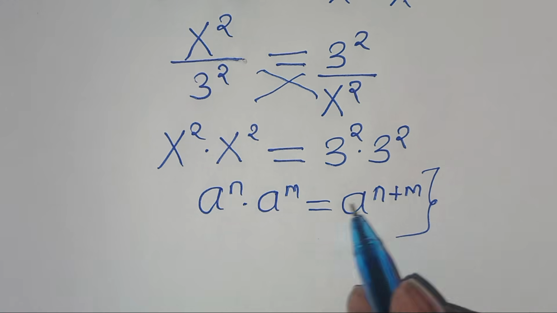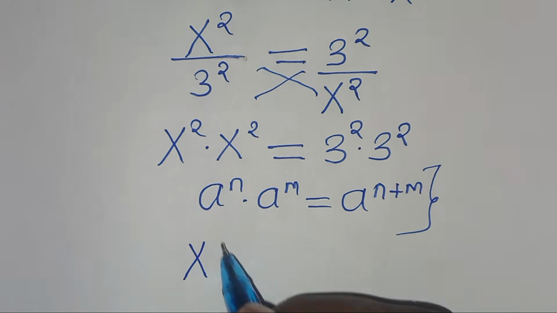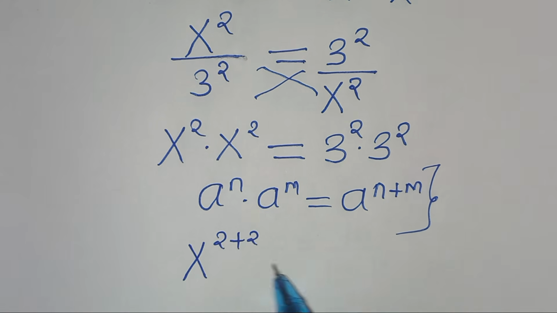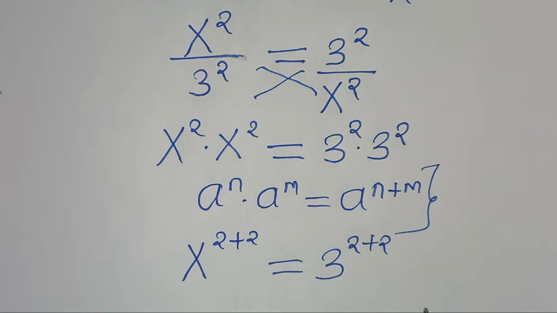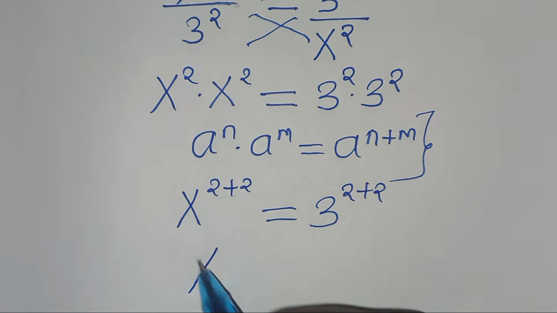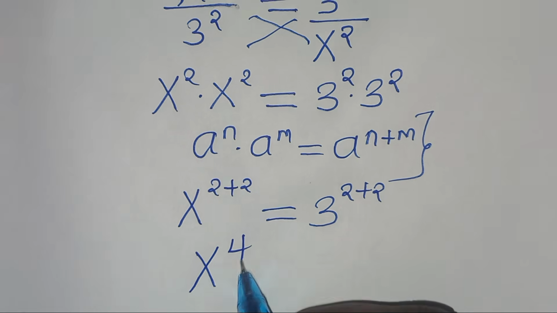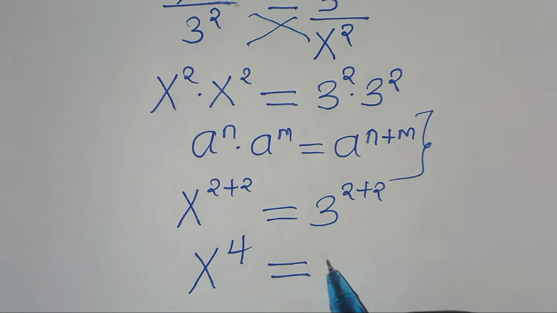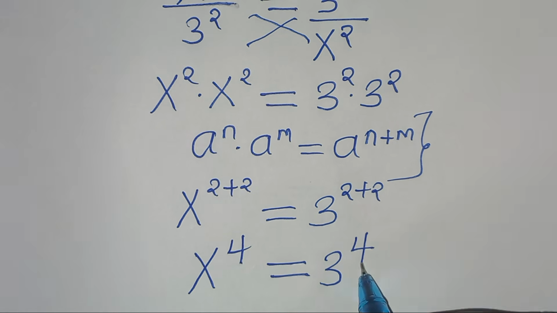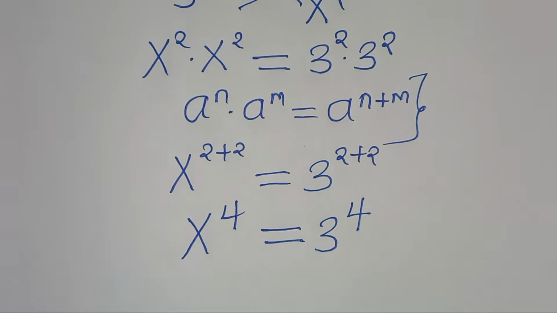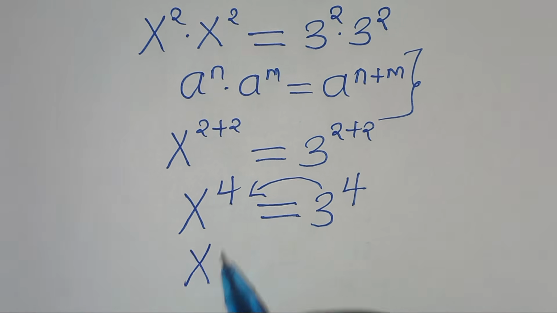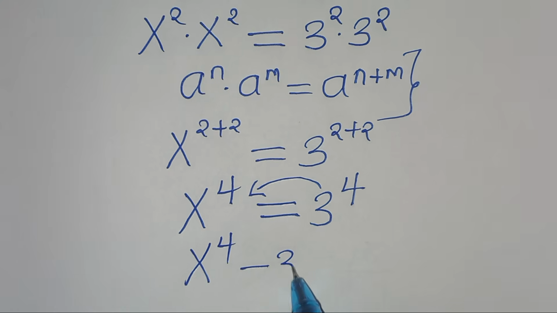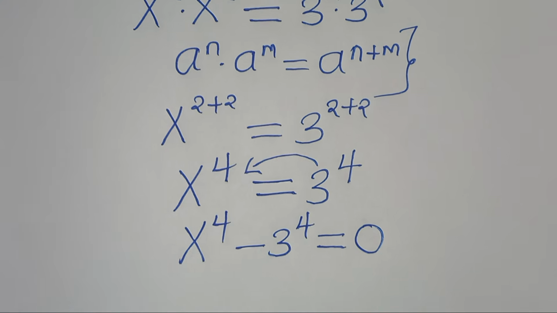Applying this exponent property, then we have x to the power of 2 plus 2. This is equal to 3 to the power of 2 plus 2. So this is x to the power of 2 plus 2, this is 4. And this is equal to 3 to the power of 4. Let's take 3 to the power of 4 on the left hand side so that we have x to the power of 4 minus 3 to the power of 4. This is equal to 0.